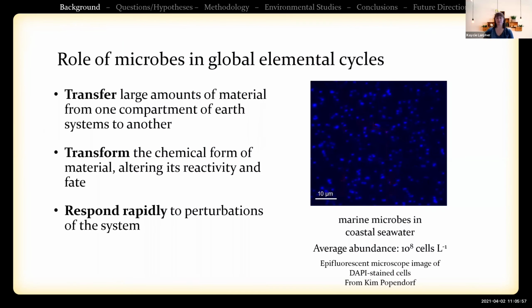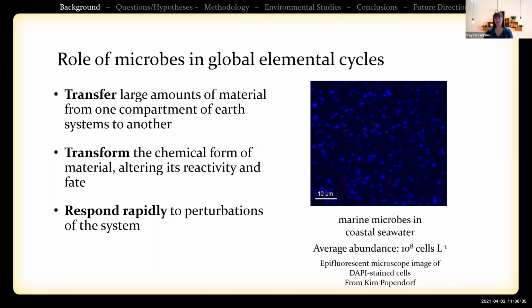The role of microbes in the ocean in global elemental cycles, they have three main roles that I'm thinking about. The transfer of large amounts of material from one compartment of Earth systems to another, the transformation of this chemical material in form, so altering its reactivity, its fate in the ocean, and then they're also able to respond rapidly to perturbations of the system, so changing oxygen, temperature, light. Those also change their metabolic controls on these elemental cycles.